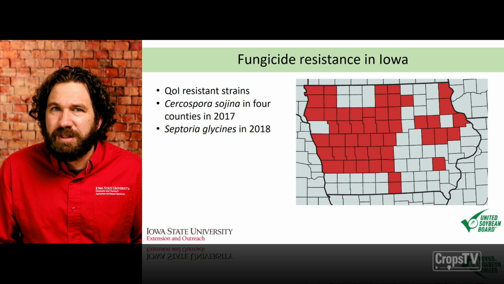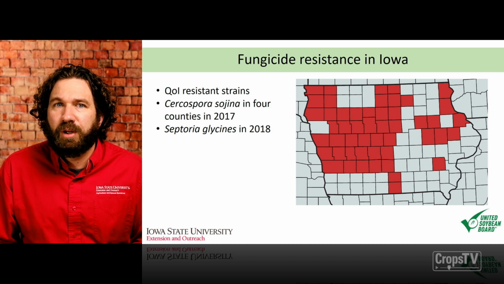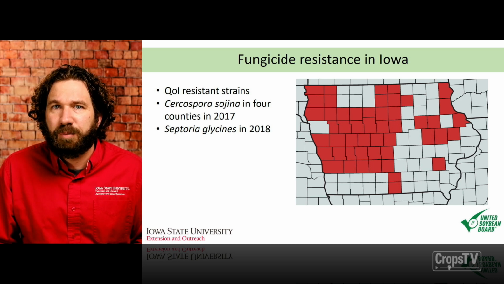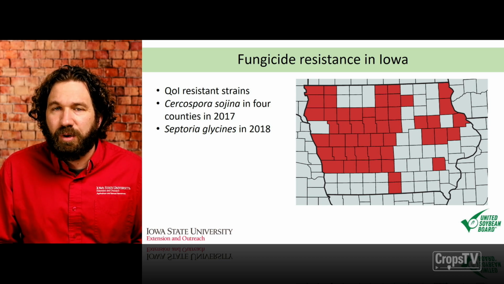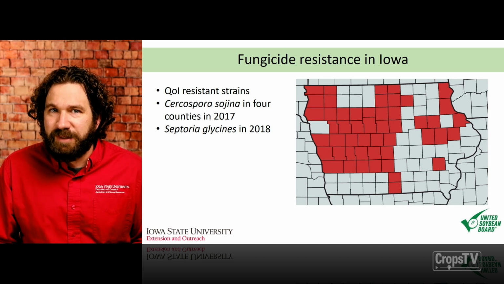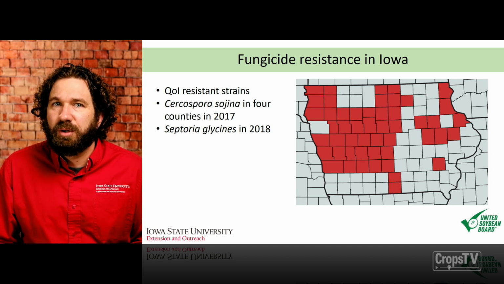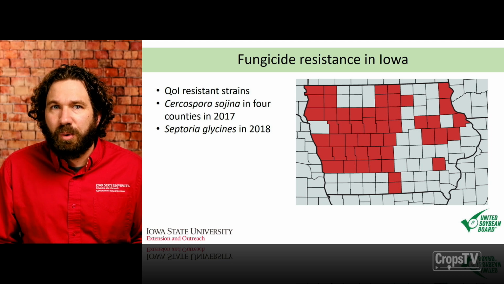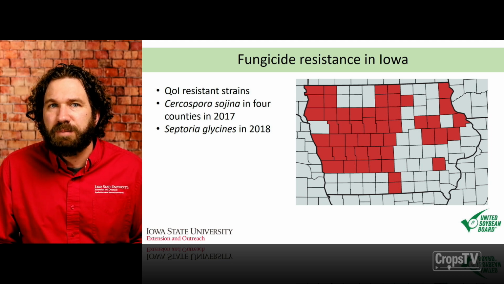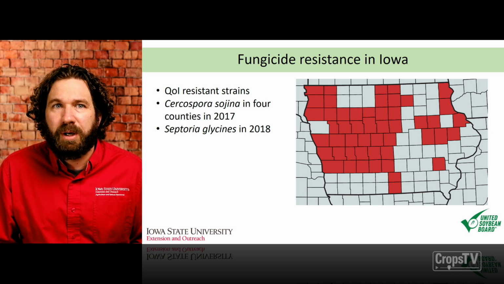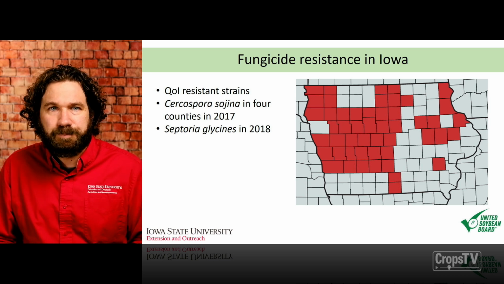If you're in one of those counties that's gray, that doesn't get you off of the hook. To date, we've tested about 100 isolates in the last couple of years for frog eye leaf spot resistance, and 100% of them have come back as resistant. And so if you see a gray county there, that just means we haven't tested an isolate in that county. So stay tuned, or it probably is safer to assume if you have frog eye leaf spot in Iowa, it's probably resistant to the QoI or the strobilurin fungicides.